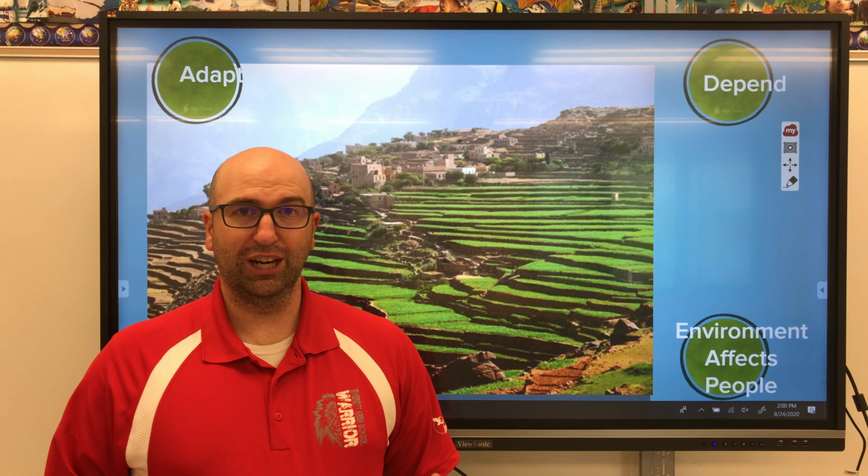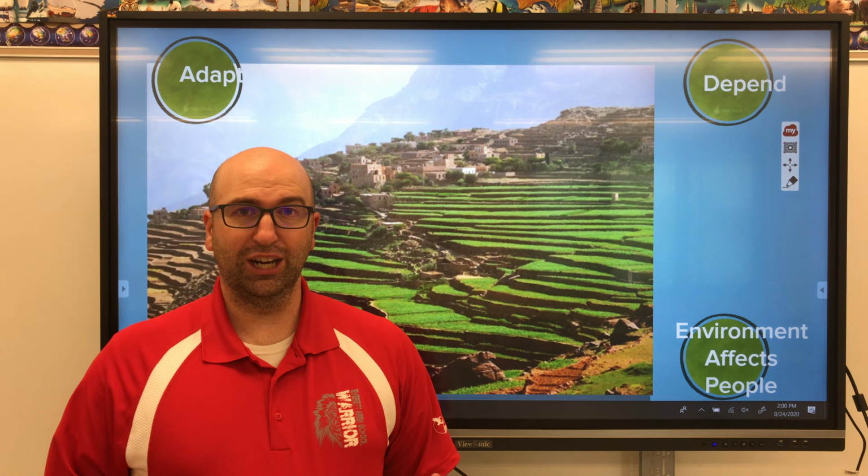Let's go here. There we go. Now, there's a fourth category that we didn't mention earlier, and sometimes we can have the environment affecting people. We had a roadway that, due to a rainstorm and flooding, has washed that roadway away, meaning that the environment also can affect people.